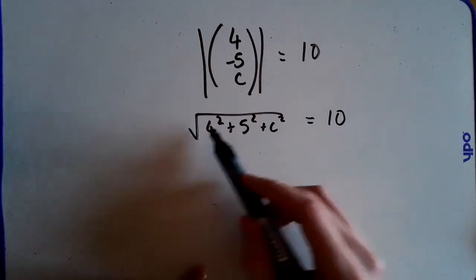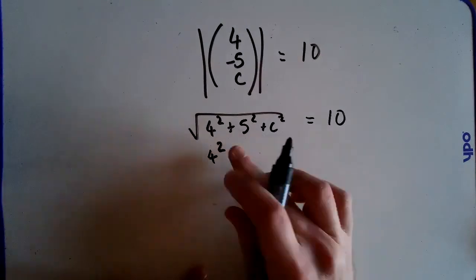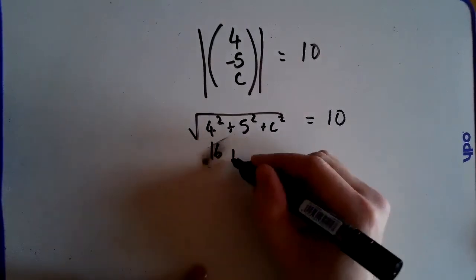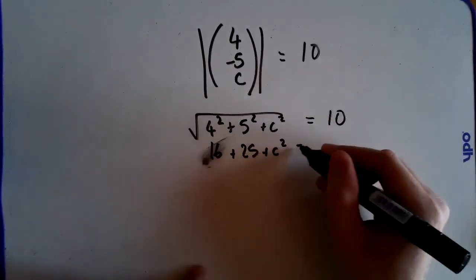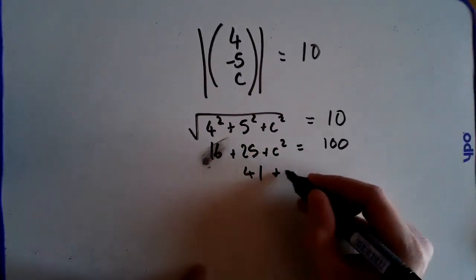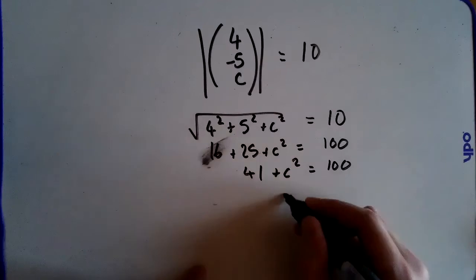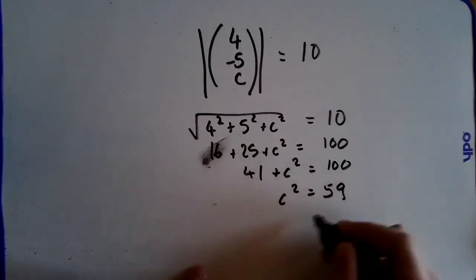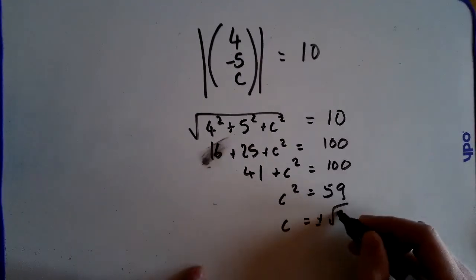Get rid of the square root by squaring the other side. So 16, you can do that in your head, 25, add c squared equals 100, 10 squared. So that gives me 41 add c squared equals 100. So c squared is 59. So c is plus or minus root 59.